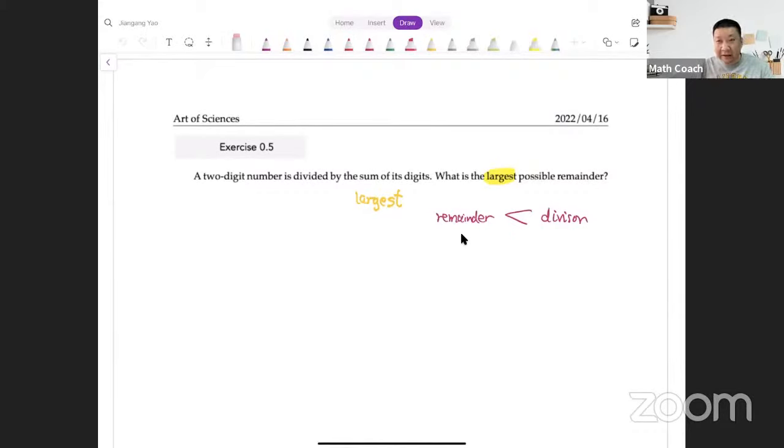So what is the largest possible sum of the digits? That would be 9 plus 9, right? So now we can try 99 divided by, and in YouTube, I do not see the correct answer yet. And so you do 99 divided by 18, right? 18 times 5 is 90, right? So the quotient is 5, the remainder is 9.